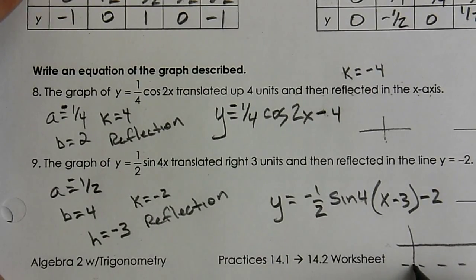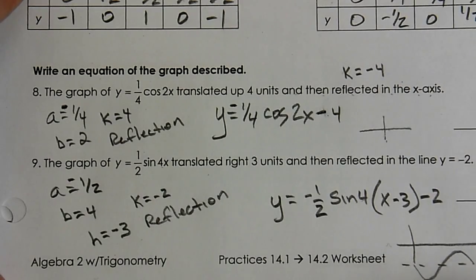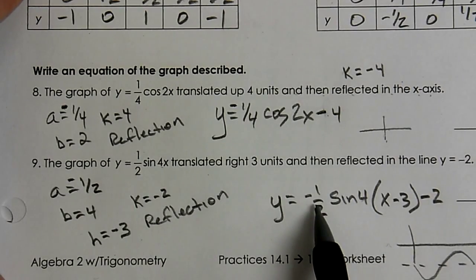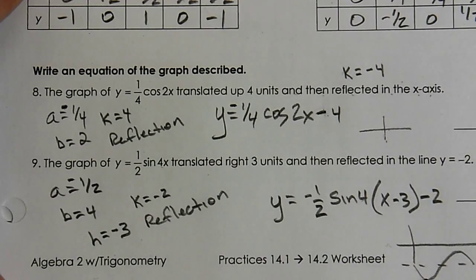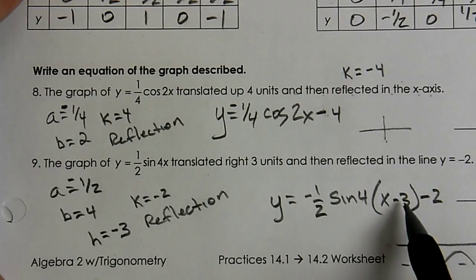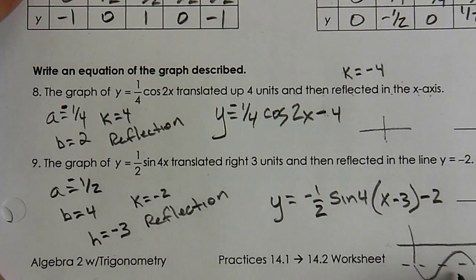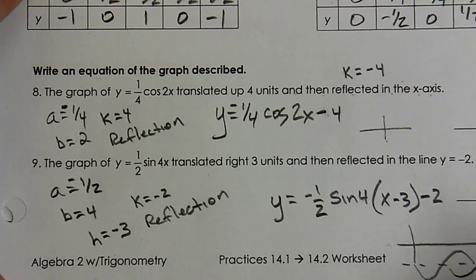Because it's negative, it's going to come down, up to 0, up, and back through. Got a negative. It's going down. It's down there at negative. And then we would actually translate it 3 to the right, approximately there. Those would be your 2 graphs.